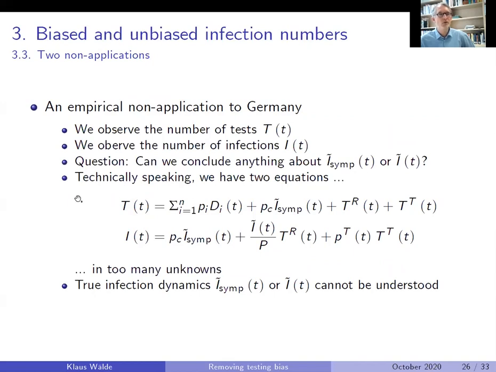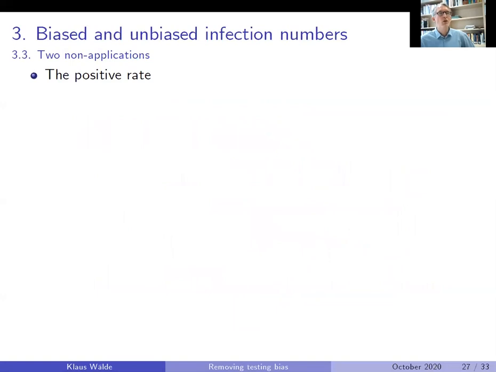Technically speaking, that's very simple. We have two equations in too many unknowns. And everybody who knows a little bit of maths knows when you have two equations, you can hope to solve for two variables, but you cannot hope to solve for all of these variables which you see on the right-hand side. So true infection dynamics cannot be understood from these two time series. Okay, so we have a problem. Now let's talk about the positive rate.